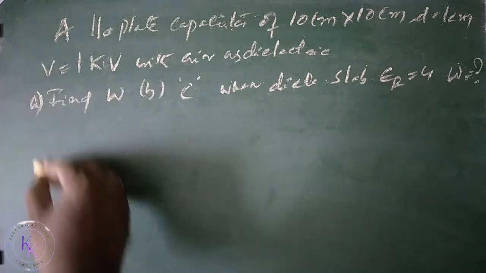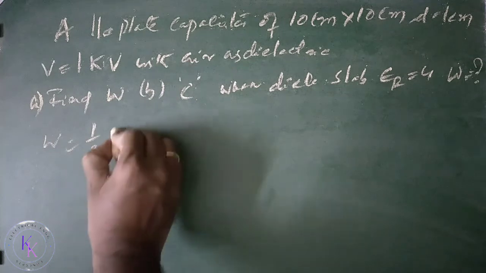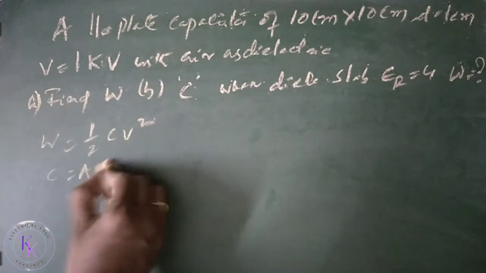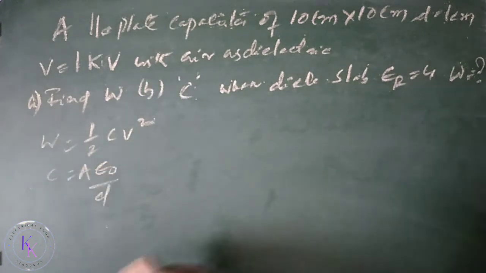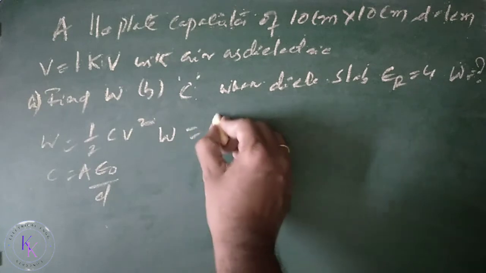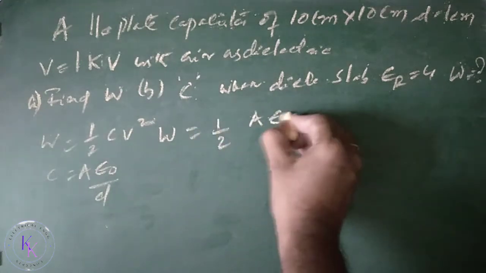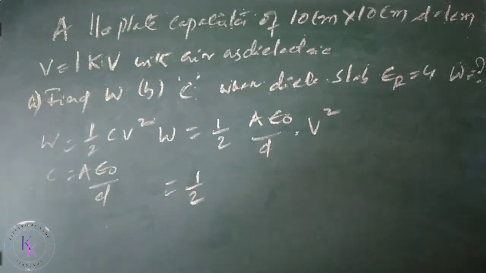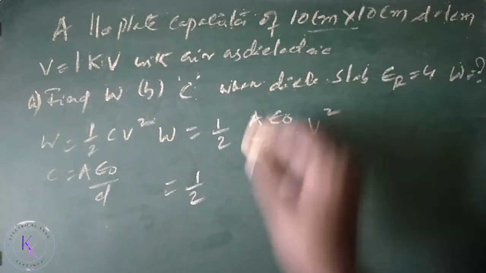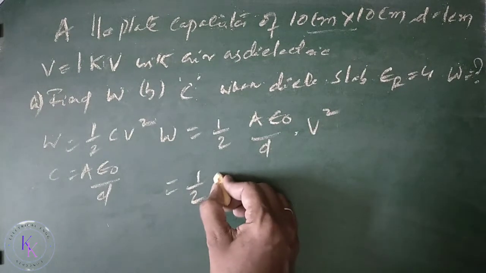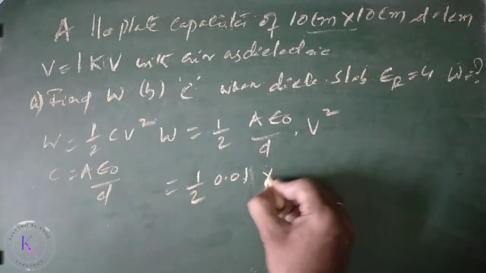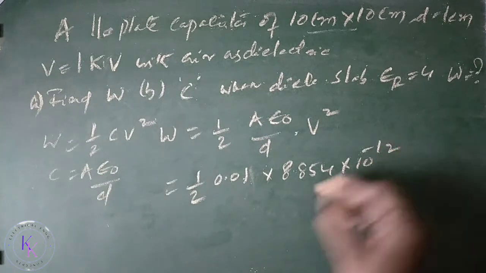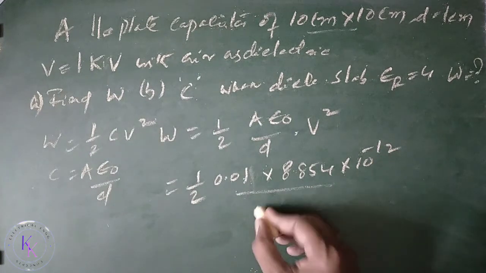Now, solving part A, W equals half CV square, and we have the formula C equals epsilon naught A by D. Then W equals half epsilon naught A by D into V square. Then substitute the values. Half, area is 10 centimeters into 10 centimeters, that is 100 centimeters square, which is 0.01 meter square, multiplied by epsilon naught, 8.854 into 10 to the power of minus 12, divided by D, which is 1 centimeter, that is 0.01.